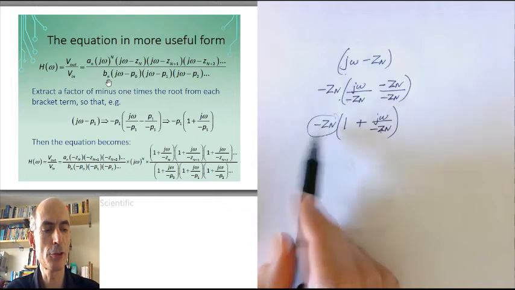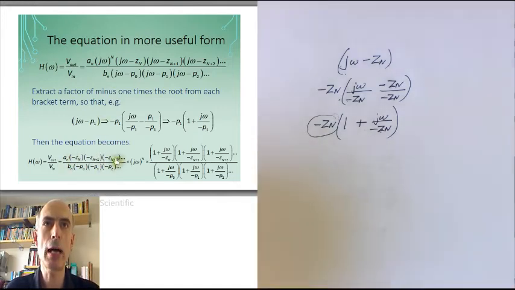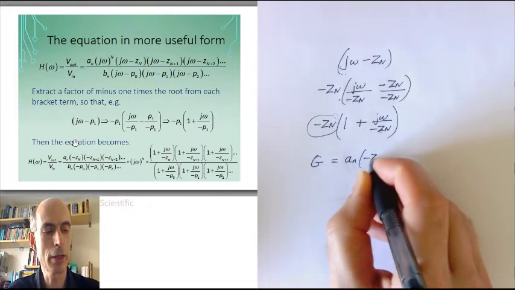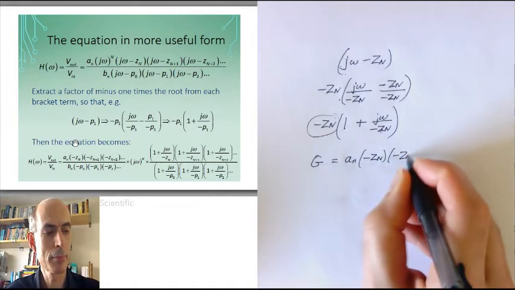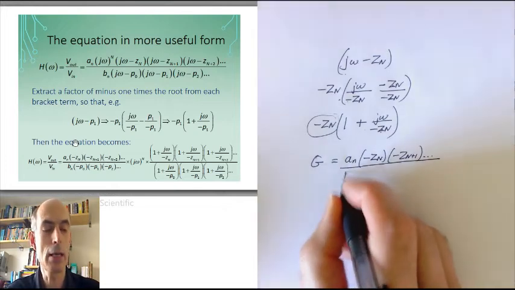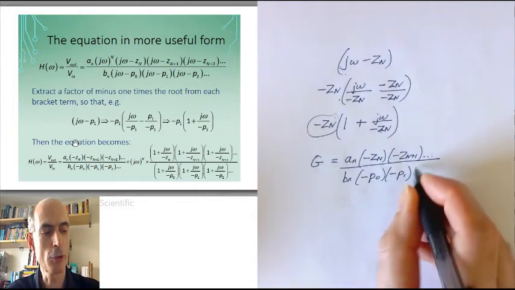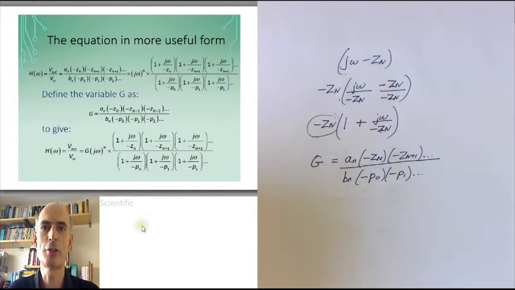I'm now going to take all of these factors of minus the roots that are extracted from all of these factors and combine them into one big term at the beginning of the expression there. And I'm going to call this term here g. It's equal to an times the product of minus all of the roots of the numerator polynomial, and so on, divided by bn times the product of minus all of the roots of the denominator polynomial, in other words, the poles. And that leaves me with this expression here, which I can simplify to this. So this is the expression that we're going to be working with.